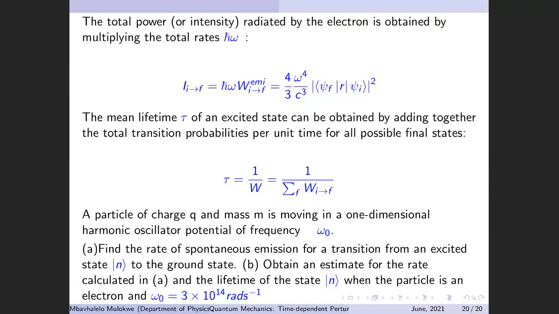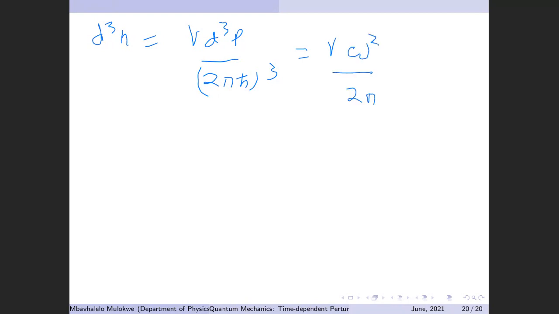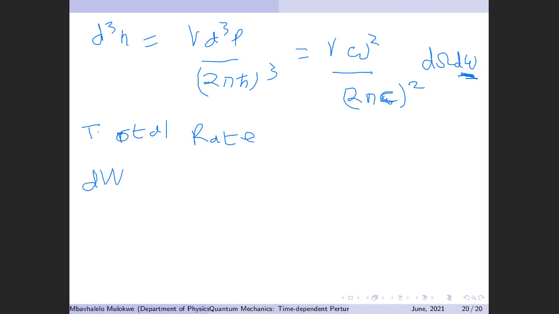Spontaneous emission. For spontaneous emission, there are certain things that we have to do. You remember that this will give you d^3p over 2 pi h bar cubed. You still have to do integrals over angular frequencies, d omega over c squared. If you want to find the total rate, you still have to integrate over the angular frequencies. So this is the total rate of transmission. So let's start by looking at the omega integral, d omega over 2 pi cubed.